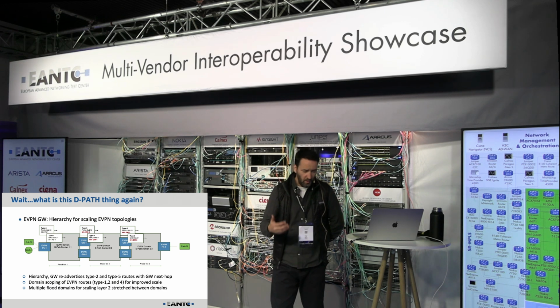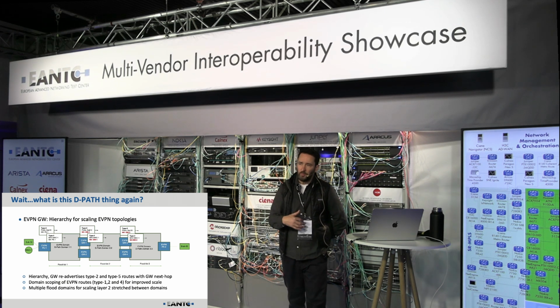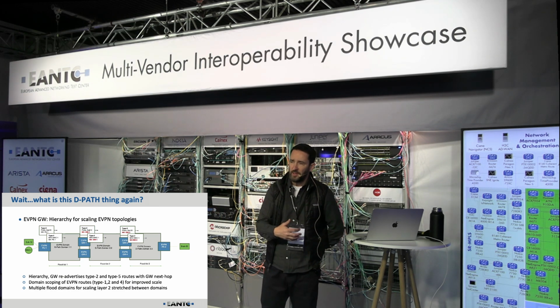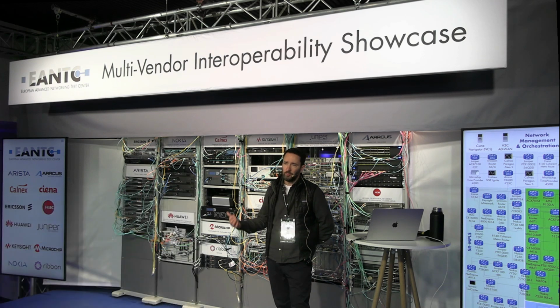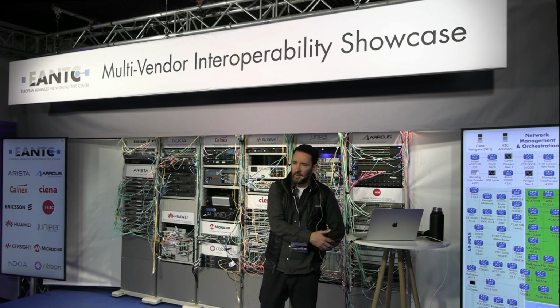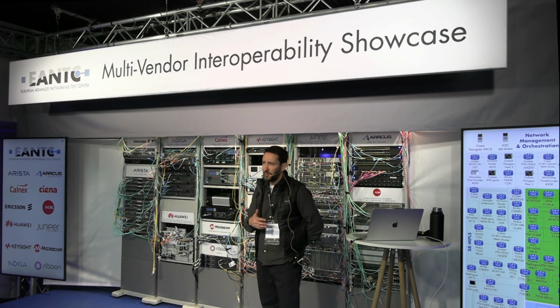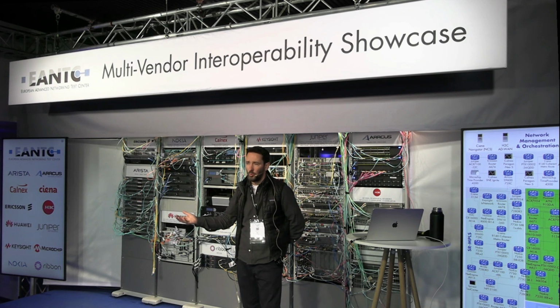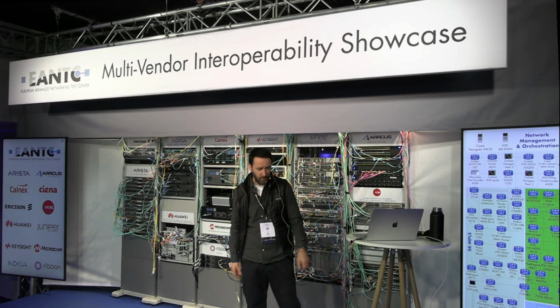The other piece that's happening here, if you note at the bottom of the diagram, is that when we stretch layer 2, we're going to improve the scaling by creating multiple flood domains. Any traffic that wants to flood within the domain on the left-hand side only has to flood to its local PEs and the gateway. The gateway then floods the traffic to the remote gateways. So you end up creating multiple flood domains.